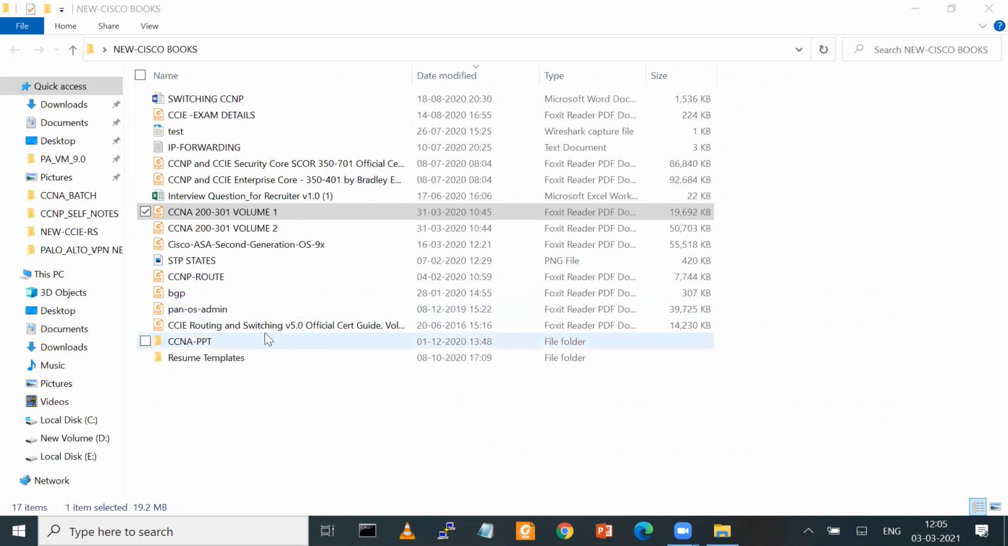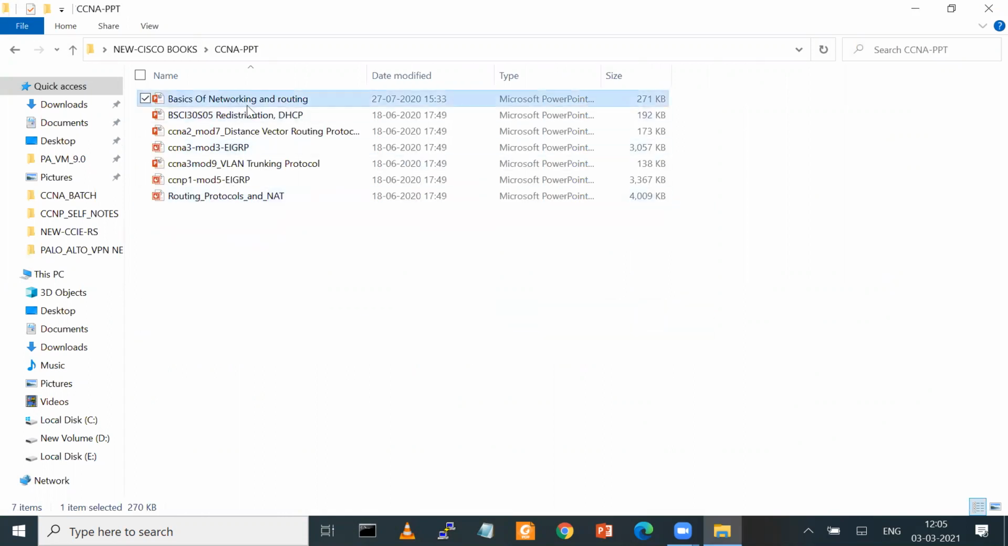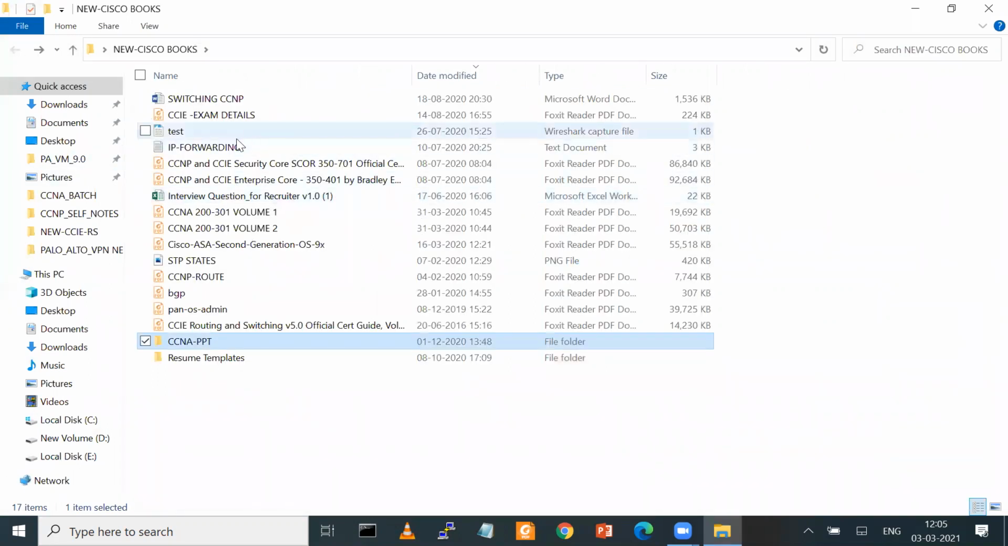And some CCNA PPTs also, basics of networking. Volume 2, you guys can also download it. It's quite lengthy, around 50 MB. आप भी डाउनलोड कर लो. Volume 2 is coming. ठीक है.